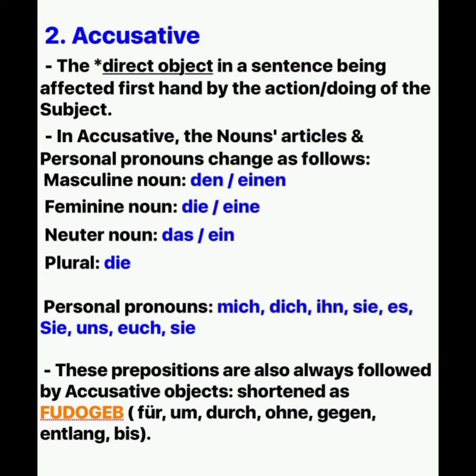In accusative, the nouns, articles, and personal pronouns change as follows. You can see in accusative, the masculine articles change to den. So the articles are now den stroke einen. Then feminine, die stroke eine. Neuter is das stroke ein, and then plural is die.